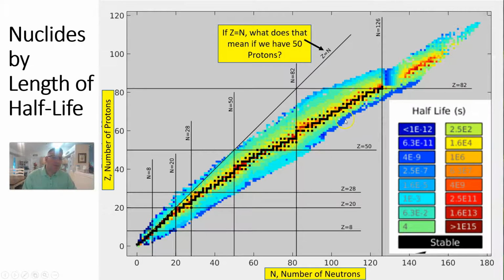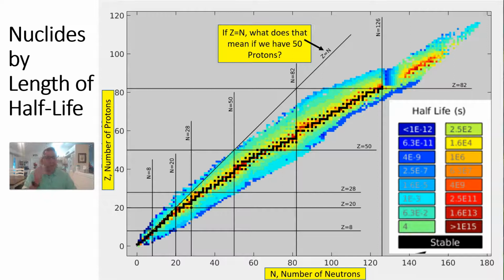As we get farther away, if we look at the half-lives, here in the maroon, the stability of these atoms, if it's not completely stable, would be greater than 1 × 10^15 years. Here, this is per seconds. If we go to the blue, this would be 1 × 10^-12. That is a short half-life. So the farther away we get from the stability line, the shorter the half-life.